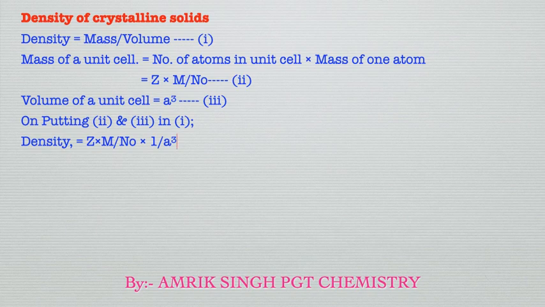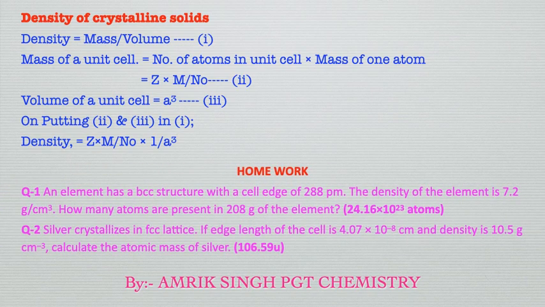Density of a crystalline solid. Density is equal to mass upon volume. The mass of a unit cell is the number of atoms in the unit cell times the mass of one atom. The number of atoms is represented by Z, and the mass of one atom is molar mass divided by Avogadro number. The volume of the unit cell is a cube, where a is the edge length of the unit cell. Putting these values of mass and volume in equation 1, we get density equals Z into M divided by N naught, times 1 by a cube.